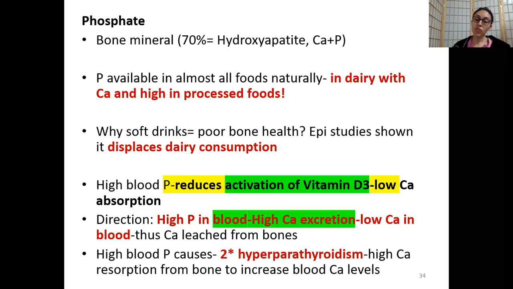Now remember, when you have secondary hyperparathyroidism, the first thing the parathyroid hormone does is tell vitamin D, go and get calcium from the intestine. But as you know, because of the high phosphorus level, your vitamin D unfortunately cannot be activated. So this is creating a loop: your parathyroid hormone is getting activated because the blood calcium level is low, but unfortunately vitamin D is not activated sufficiently, so it cannot increase the blood calcium level.